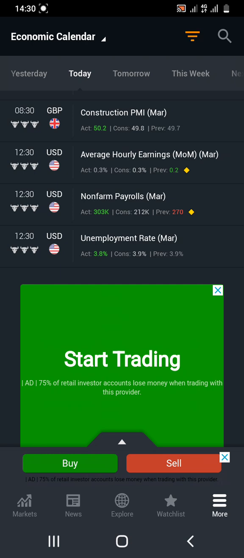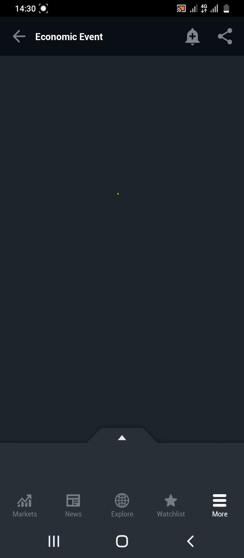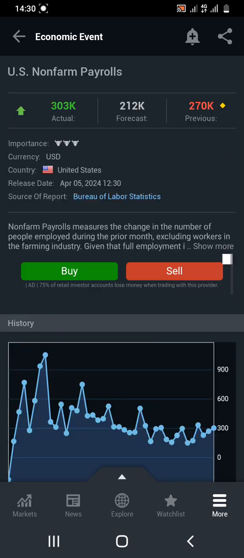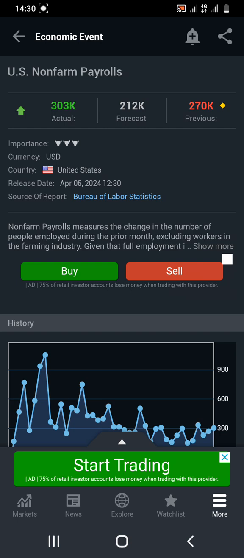You see this news at the bottom, non-farm payroll, so you open it. When you open it, you can see the actual, forecast and previous. The previous was last month. Last month the forecast was 212k, and the news that was released was 270k. So it was up.